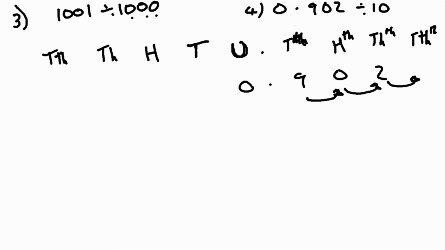So we're going to end up with 0. Now we're not going to have anything in this column, in the tenths column, so we're going to have to put a 0 as a placeholder. A 9 in the hundredths column, 0 in the thousandths, and a 2 in the 10,000s. Remember, we need to put this 0 in as a placeholder.